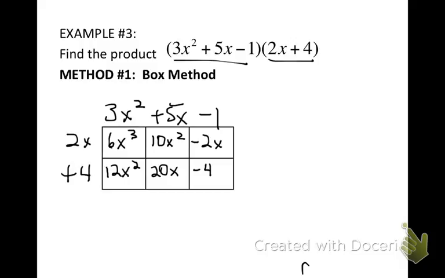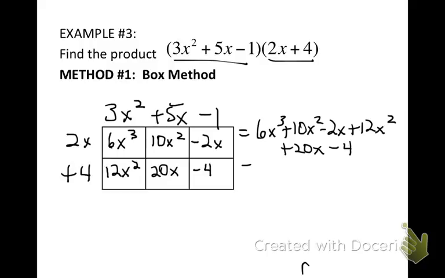Now we're going to read it like we did in the 2 by 2. So we'll start in the upper left and we'll move left to right and then combine like terms. So we have 6x cubed plus 10x squared minus 2x plus 12x squared plus 20x minus 4. Now you may be thinking, well, I can just go ahead and combine those without writing them out, and that's fine. But it's always good if you see it right away to write it out.